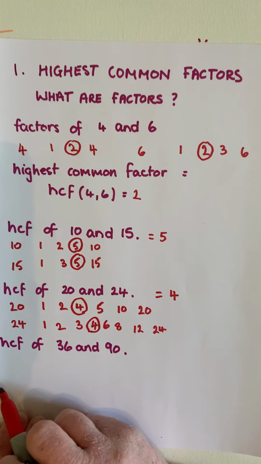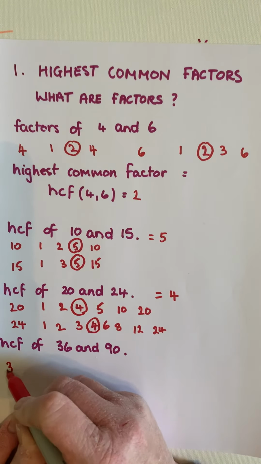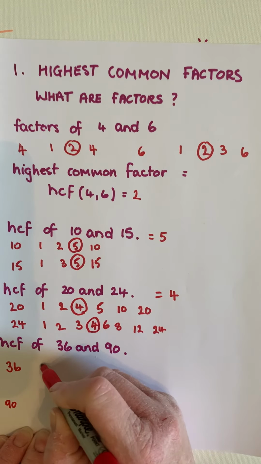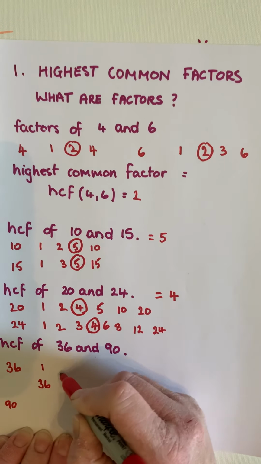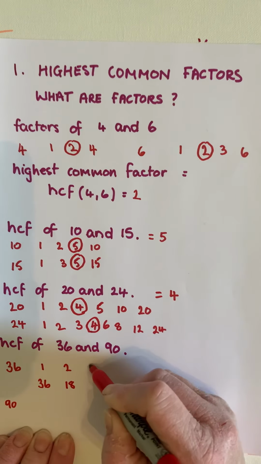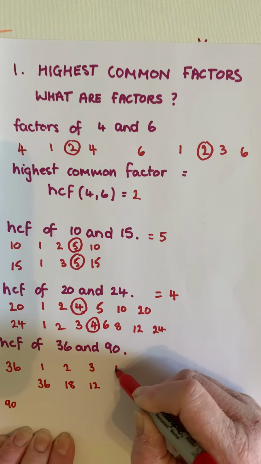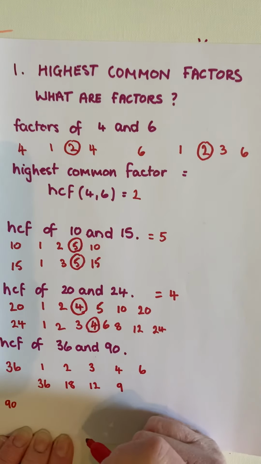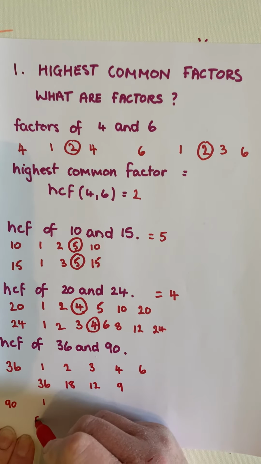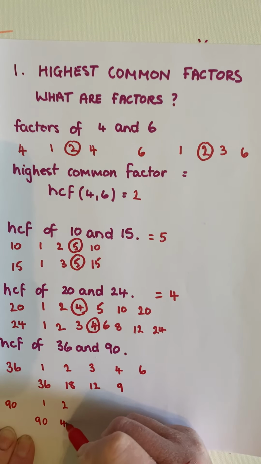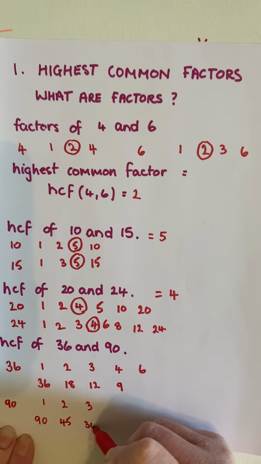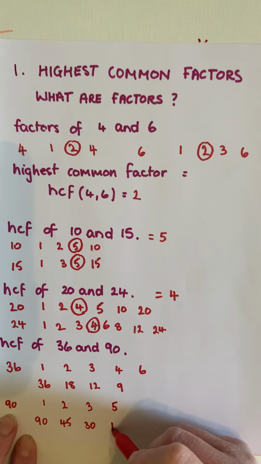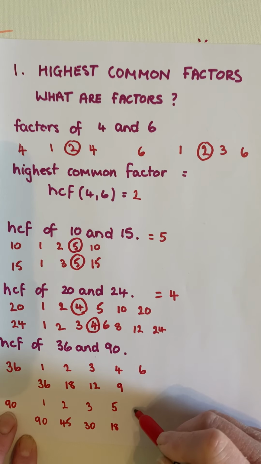And then lastly, we've got the highest common factor of 36 and 90. This is going to be a longer list. So we've got 1 and 36, 2 and 18, 3 and 12, 4 and 9, and then 6, because 6 times 6 is 36. For 90, we've got 1, 90, 2, 45, 3 and 30. 4 does not go into 90. 5 times 18, so it's 5 and 18.